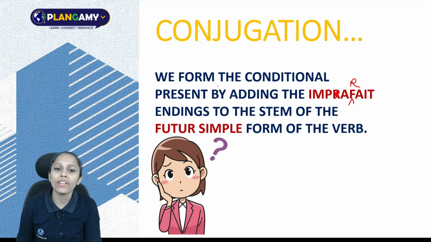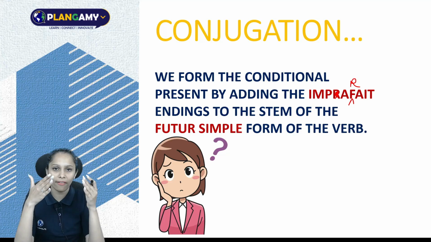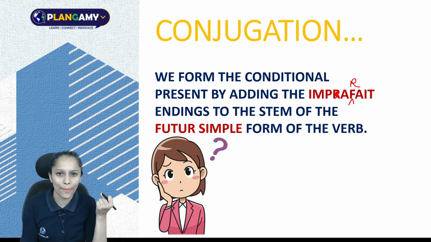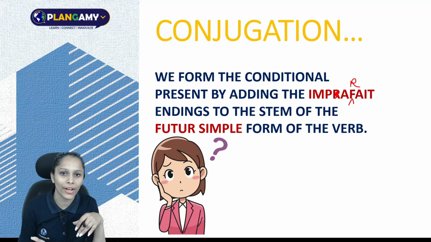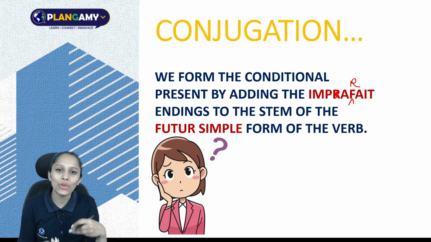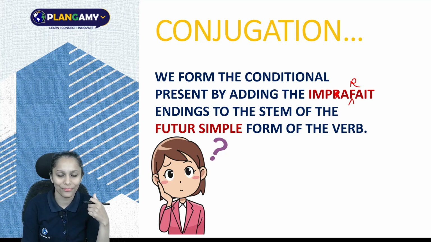It says we form the conditional present by adding the imparfait endings to the stem of the futur simple form of the verb. So in order to construct le conditionnel présent, you have to use imparfait endings and futur simple. You just have to take the futur simple stem, like parler, you will keep parler and you will add the endings of imparfait. Don't worry, I will tell you what the endings of imparfait are.